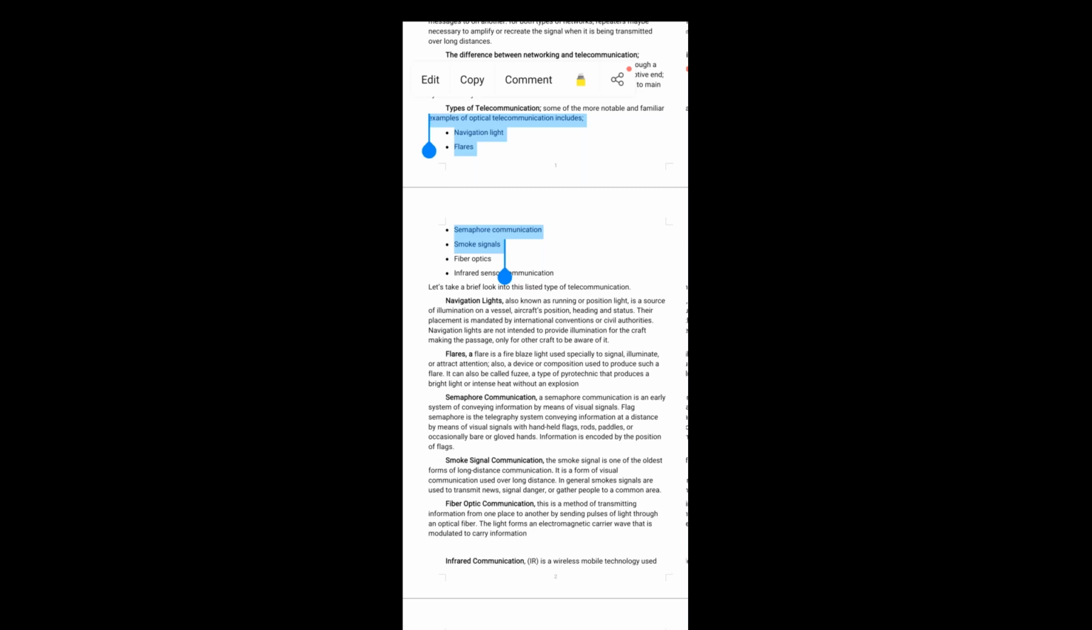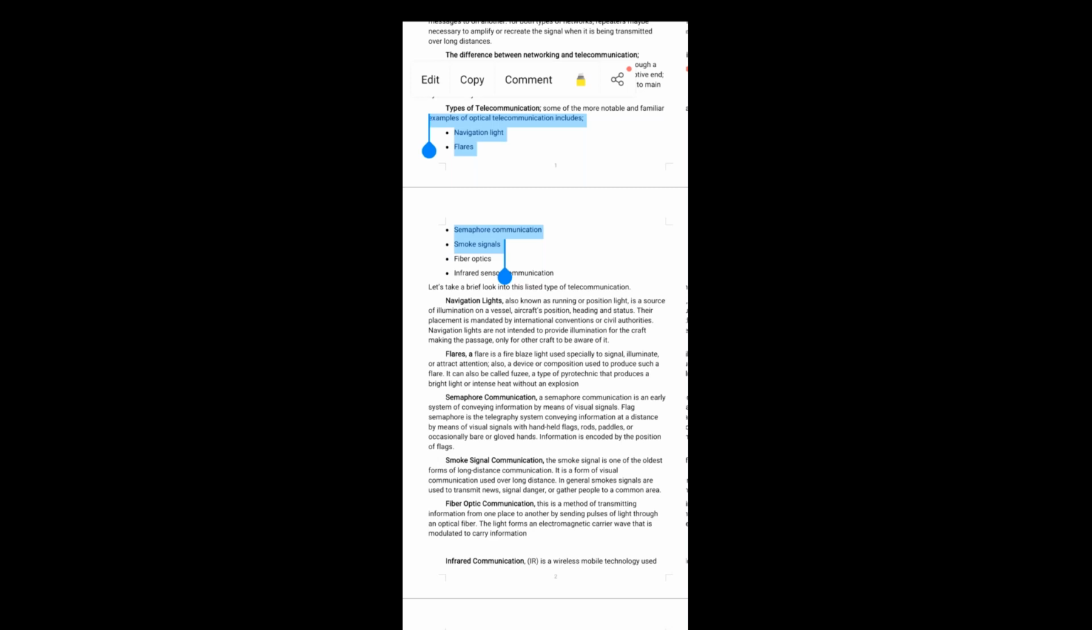So the light which it is emitting at that time is called navigation light, to indicate its position, its status, where it is. The light is not actually meant for itself. It's an indication for others, perhaps incoming or outgoing, to know that there is something there. So that is for navigation light.